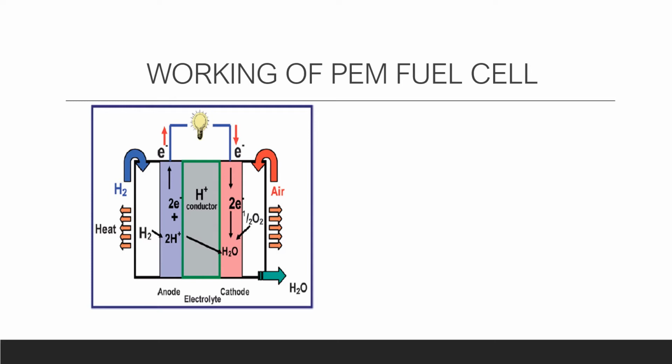Now, what happens here is that when the hydrogen splits into electrons and protons, this membrane, which is a proton exchange membrane, will not allow the electrons to pass through it. It will allow only the protons to pass through it. So the electrons will transfer through the external circuit provided, which will produce the current.